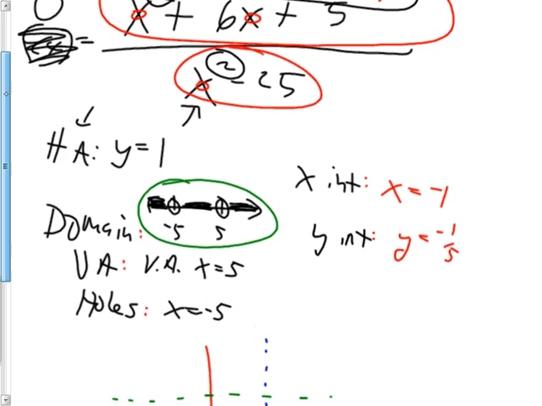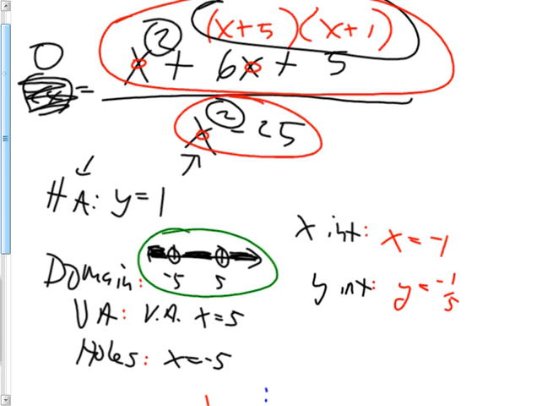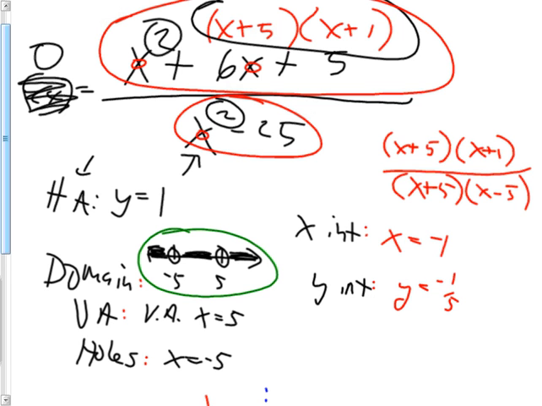If I put 4.9 into this equation, I'm going to use the factored form, x plus 5, x plus 1 over x plus 5 and x minus 5. If I put in 4.9 in there, actually, I could basically say it's about 5 in all these areas, because it really won't matter. That's the one where I can't say it's actually 5.